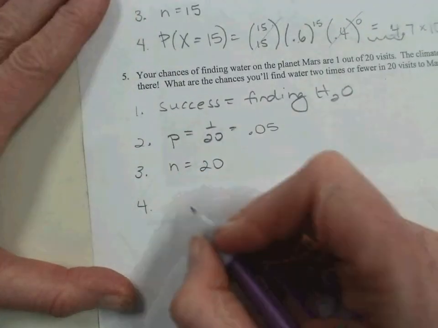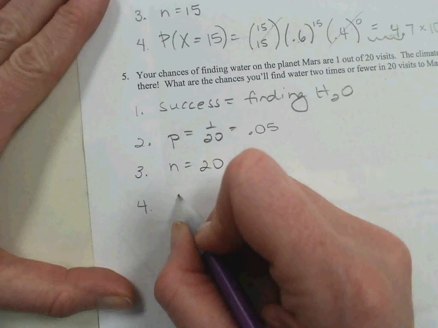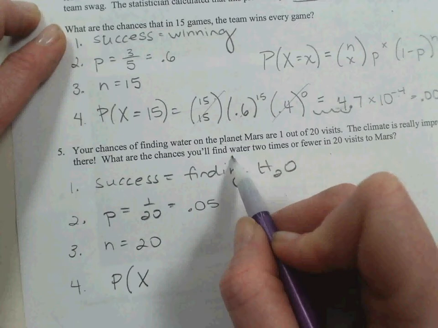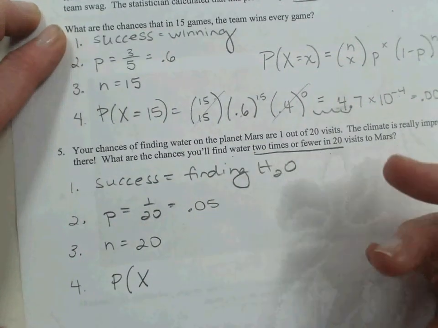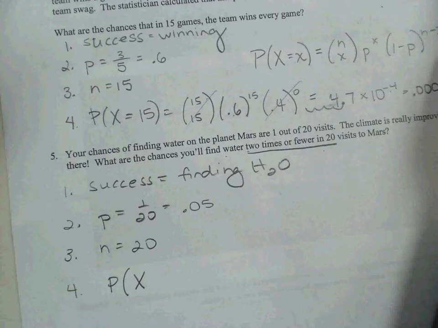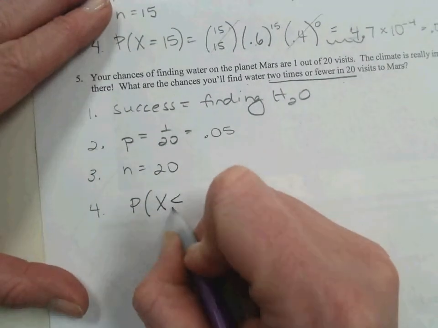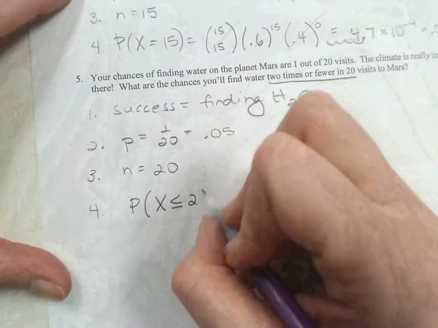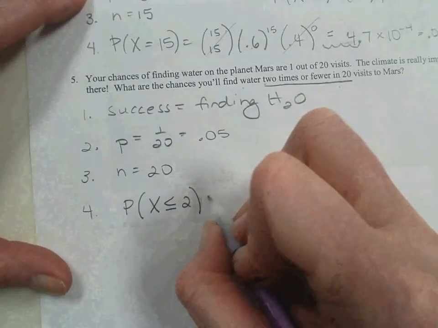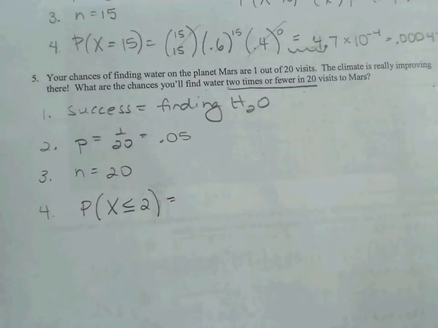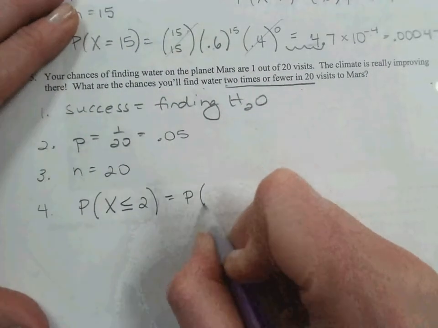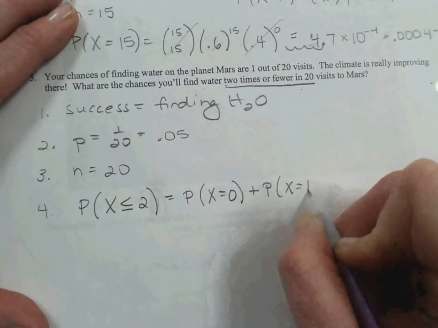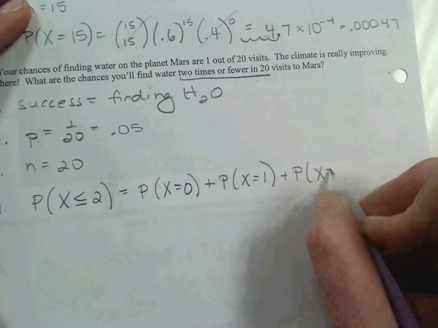And we're writing the formula, binomial probability formula. Probability that x, now here's the tricky part, 2 times or fewer. So less than or equal to 2. Probability that x is less than or equal to 2. So that's going to equal, we're going to have to add a few of these together. Add together the probability that x equals 0, probability that x equals 1, and the probability that x equals 2.